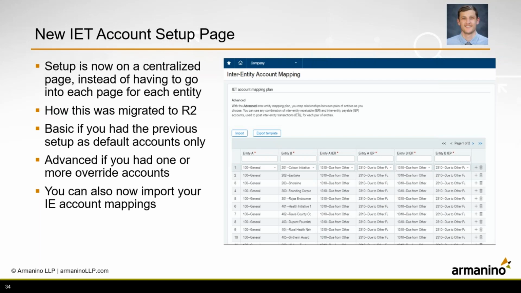If anyone has been in this or has seen this yet, you're definitely going to notice a big difference between this page and what it looked like in the previous version of the release. The setup is now going to be on a completely centralized page instead of having to go into each page for each entity. You may remember that in the past, if you wanted to look at your mappings or your overrides or change anything, you had to go into the entities page, and then go into each entity to look at the account and the mappings and then go back out. It wasn't really great for the flow of looking at everything in the context of the whole.